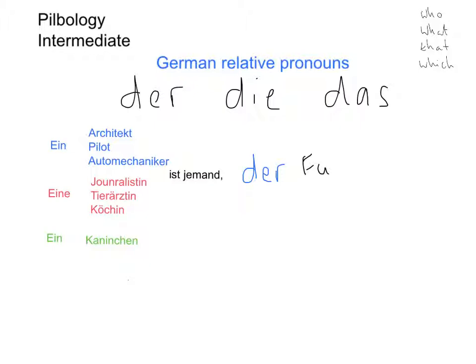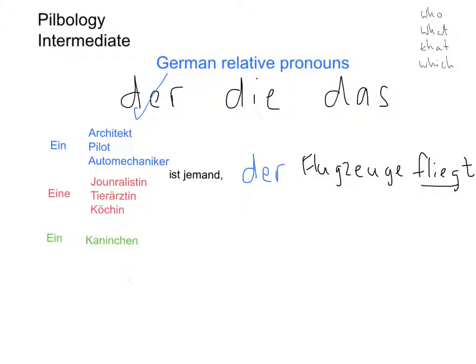Ein Pilot ist jemand, der Flugzeuge fliegt. Simple. So, a pilot is someone who flies planes. Der Flugzeuge fliegt. Okay, notice that the conjugated verb has gone to the end. Okay, so I think it kind of goes without saying, if that ticks off the masculine, that we're going to then come on to the feminine.